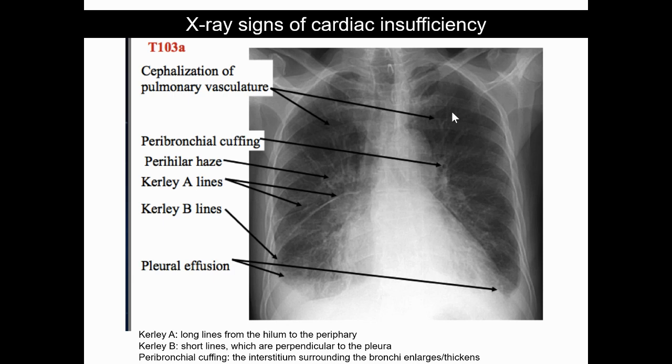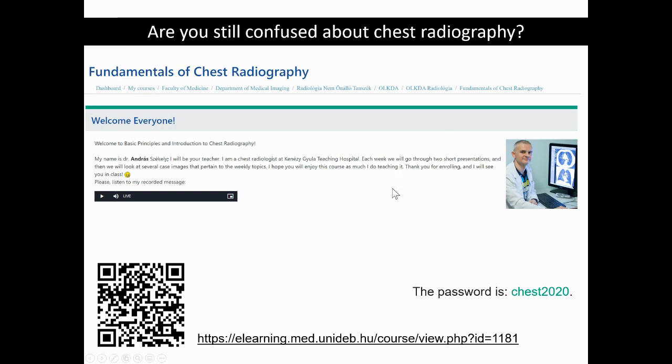However, if the pressure is too high and the heart cannot properly clear away the blood from the lung, then naturally these veins have to open up. So we call that cephalization, when these upper lobe veins will open up and they will appear thicker to our eyes.